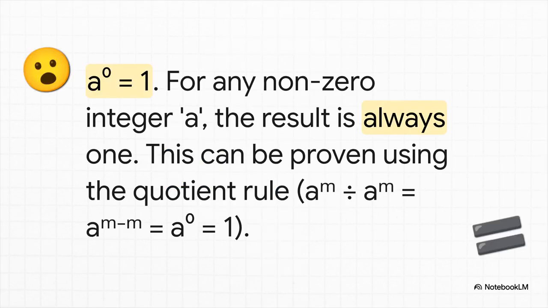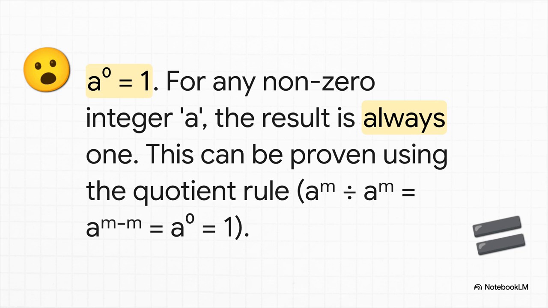Let's start with 0. The rule itself is simple. Any non-zero number raised to the power of 0 is always, and I mean always, 1. But why? Well, think back to our division rule. What's 5 squared divided by 5 squared? Anything divided by itself is 1, right?